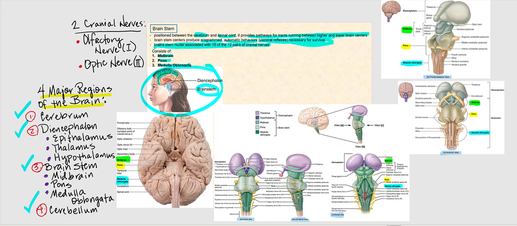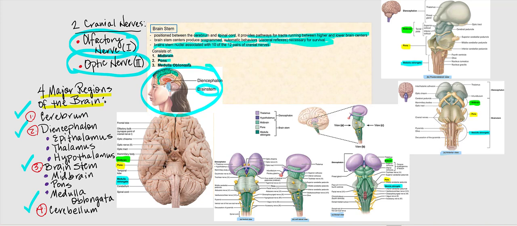So going back to the 12 pairs of cranial nerves, the only two pairs of cranial nerves that do not have nuclei that we find in the brainstem will be the olfactory nerve, which is cranial nerve number 1, and the optic nerve, which is cranial nerve number 2. So once again, out of the 12, these two, the nuclei, are not located along the length of the brainstem. So let's look at these various images that I've included in this particular slide.